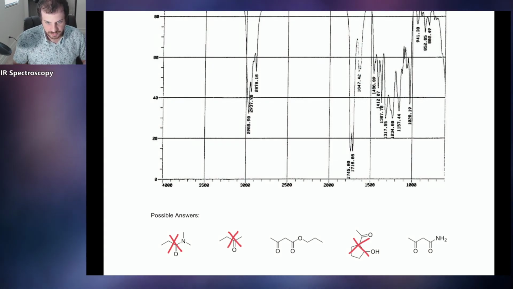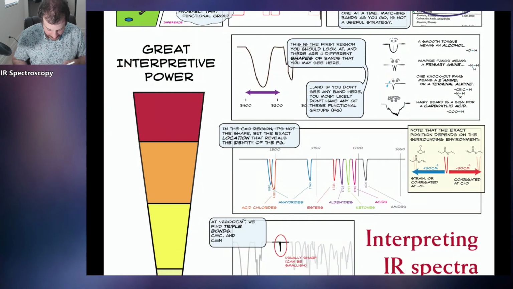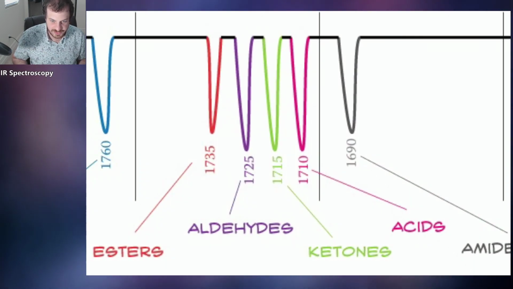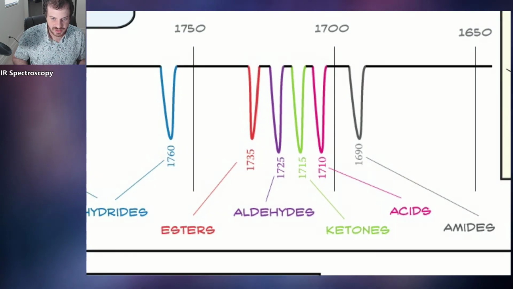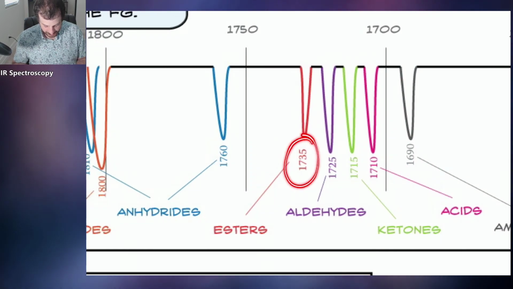So for now, we can recognize that we have a ketone and an ester. And in the last one, we have a ketone and an amide. Okay, now let's look at our table and see where ketones, esters, and amides show up. Okay, so the ketone shows up at 1715. The amide shows up at 1690. And the ester shows up at 1735.